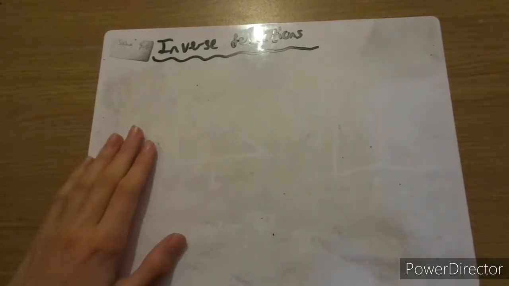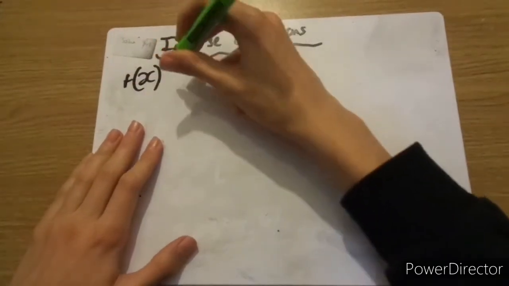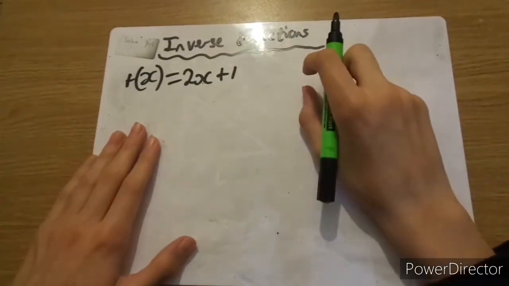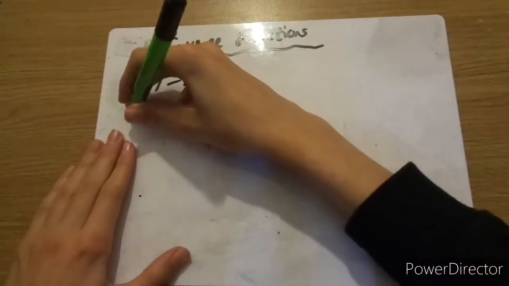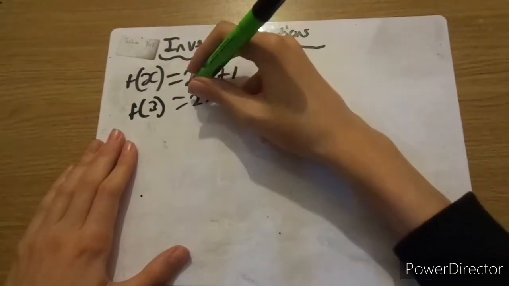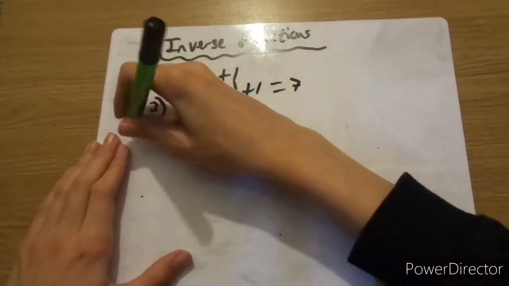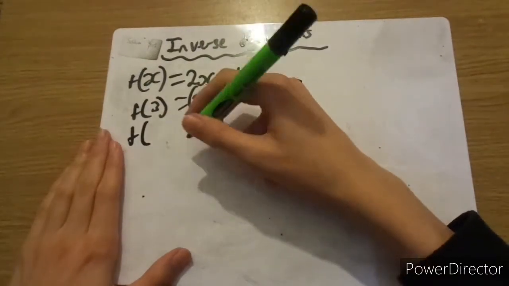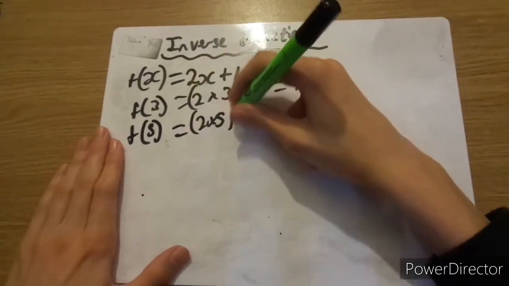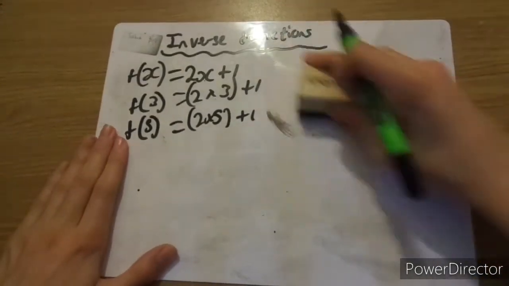Right, so just a bit of a recap from the last one. We're going to do f(x) = 2x + 1. So I'm going to do f(3), with 2 times 3 add 1. So that is 7. Just put the 3 into there. Then you do f(5), which would be 2 times 5, add 1, which is equal to 11. So that's just a bit of a recap.